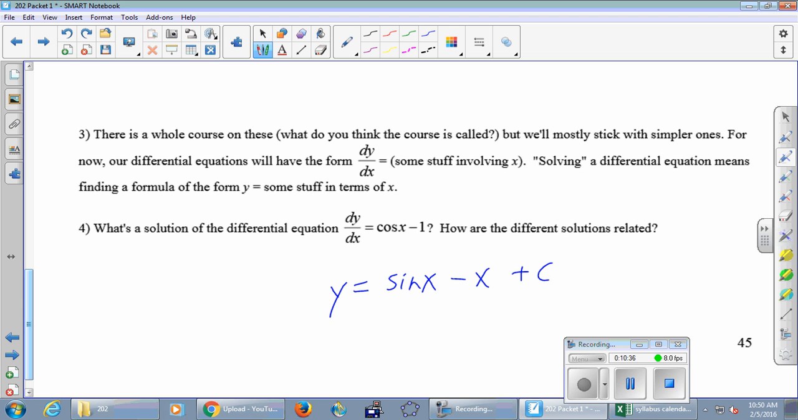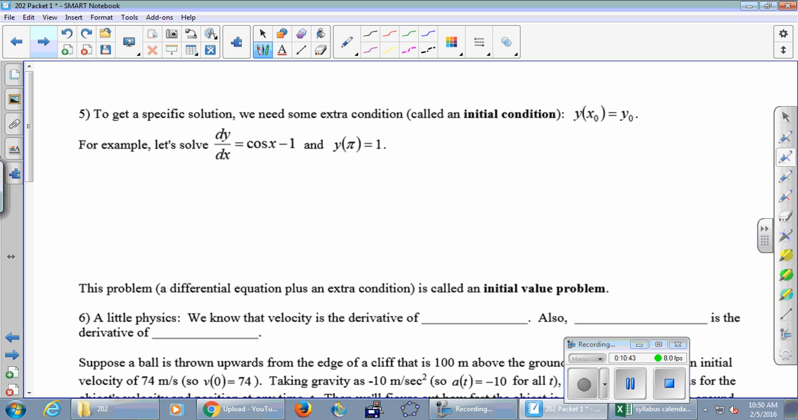Technically, for the question that I asked, you could have omitted the plus c. I said, what's a solution? Well, we had one there without the plus c. There were many correct answers to that problem. To get a specific solution, we need some extra condition. It's called an initial condition or an initial value. It's written in symbols here. They'll make more sense with specific numbers.